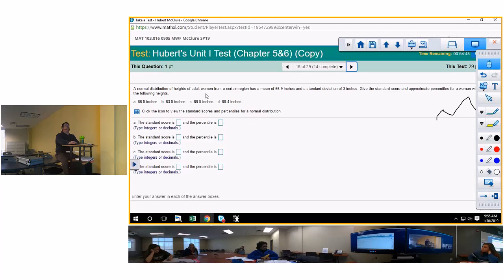The normal distribution of heights of adult women from the region of 66.9, and so on, given the standard score, approximately. This one, you have to compare. I mean, you have to draw a picture. They give you 4 heights. They want a z-score, and they want the percentile, meaning that you're going to have to use what? Normal CDF. This is a normal CDF question. Normal CDF.